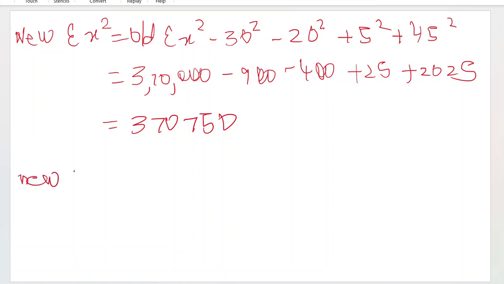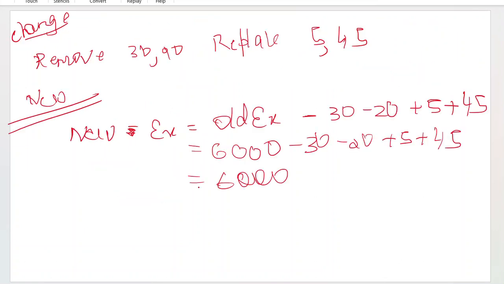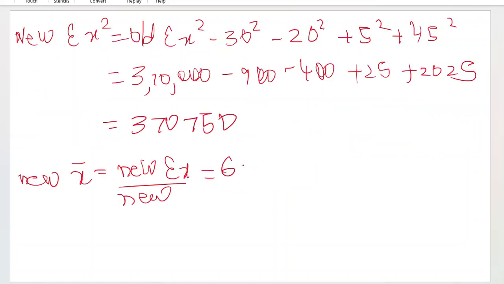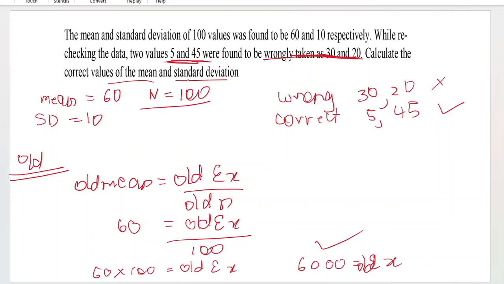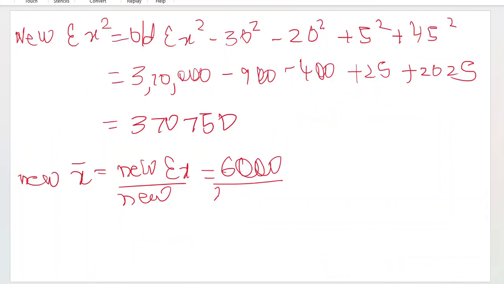Now to calculate new x bar, it will be new sum of x upon new n. New sum of x is 6000. New n is the same as original n, because original n was 100 and we are removing two values and replacing them by two values. So 6000 upon 100, this value will be 60.